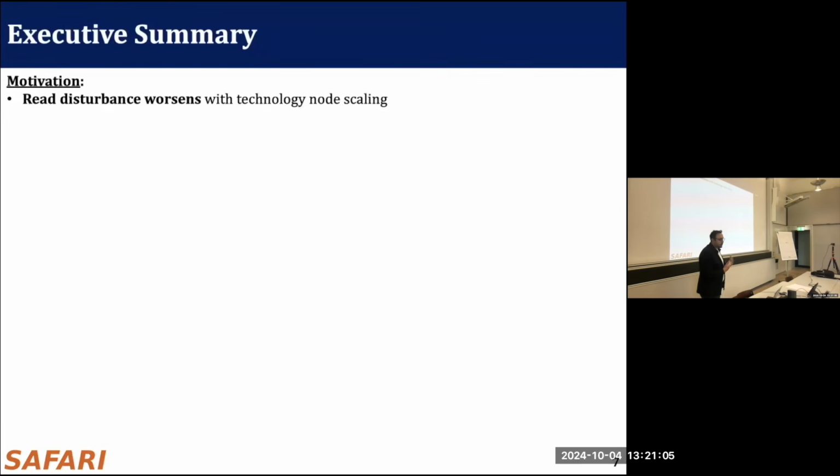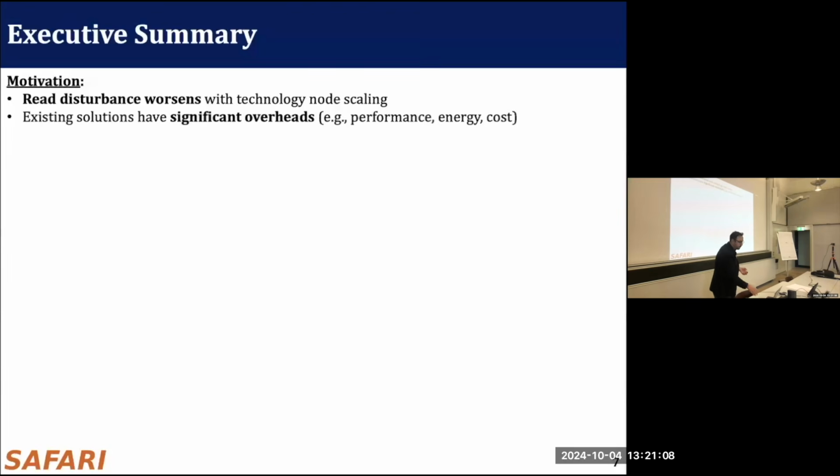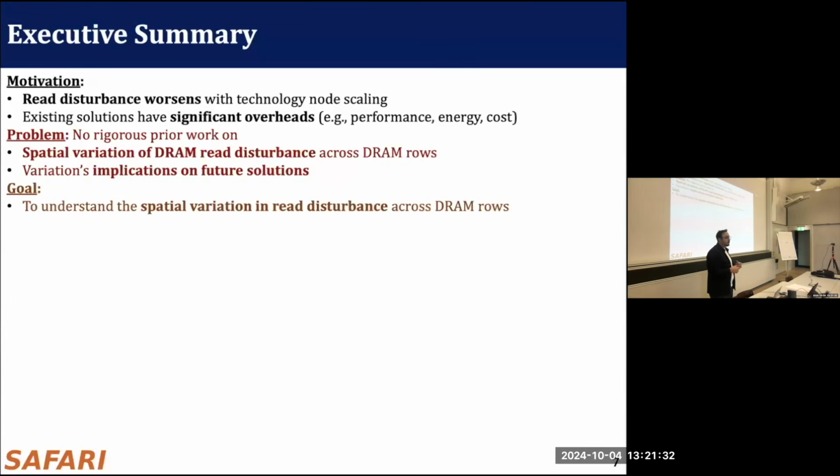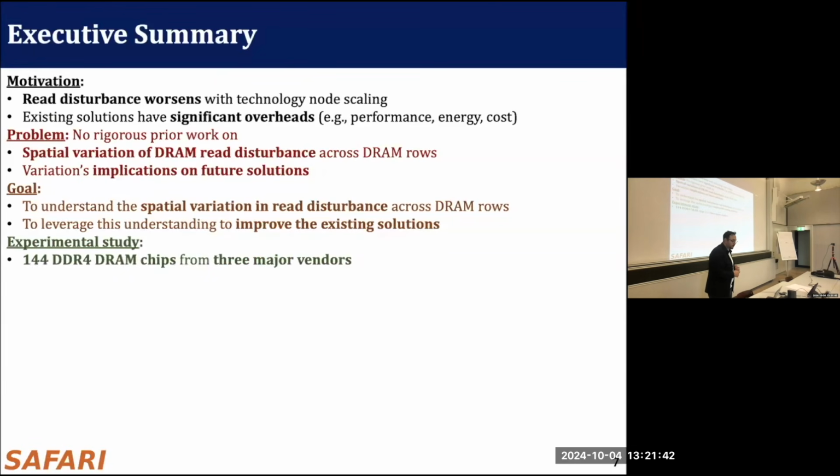As you know, disturbance worsens with technological scaling. With newer chips, we have increased vulnerability, and existing solutions already have significant performance, energy, and cost overheads. Unfortunately, there's no rigorous prior work on the spatial variation of DRAM read disturbance across DRAM rows, and the variation's implications on future solutions. So in this work, our goal is to understand the spatial variation in read disturbance across different DRAM rows and leverage that information to improve the existing solutions.